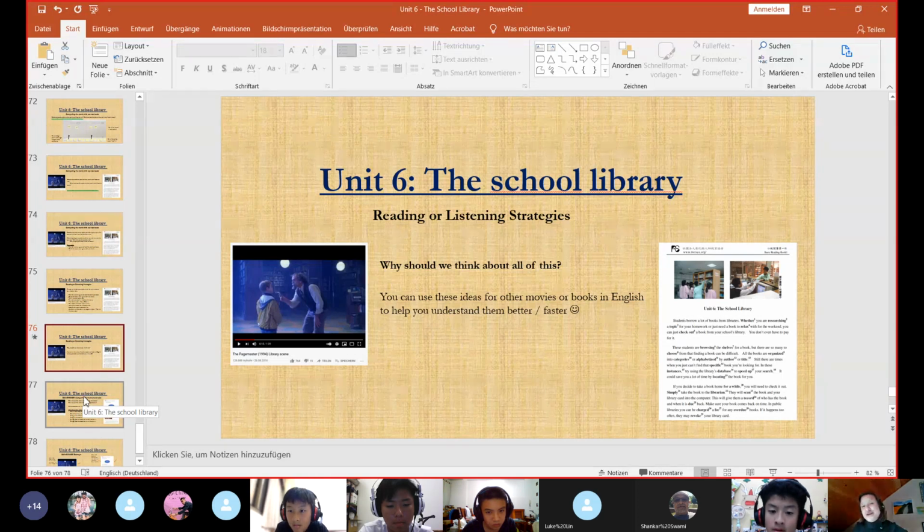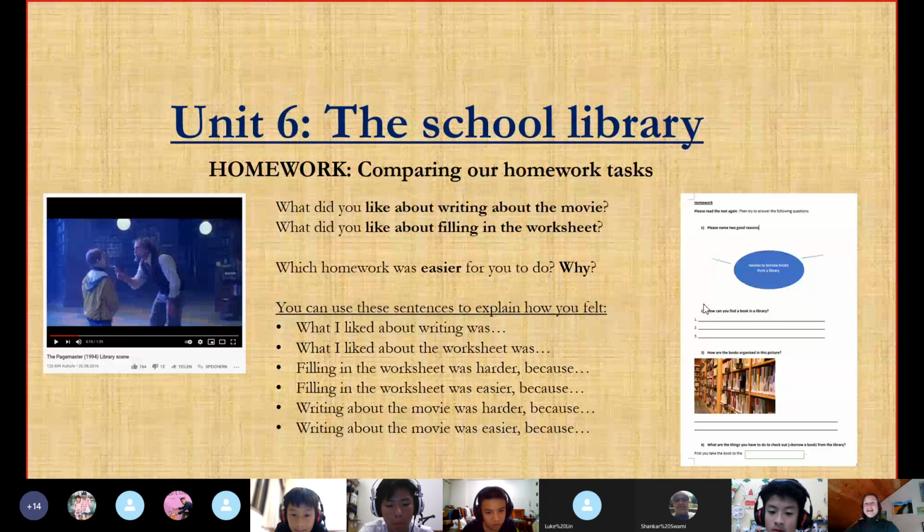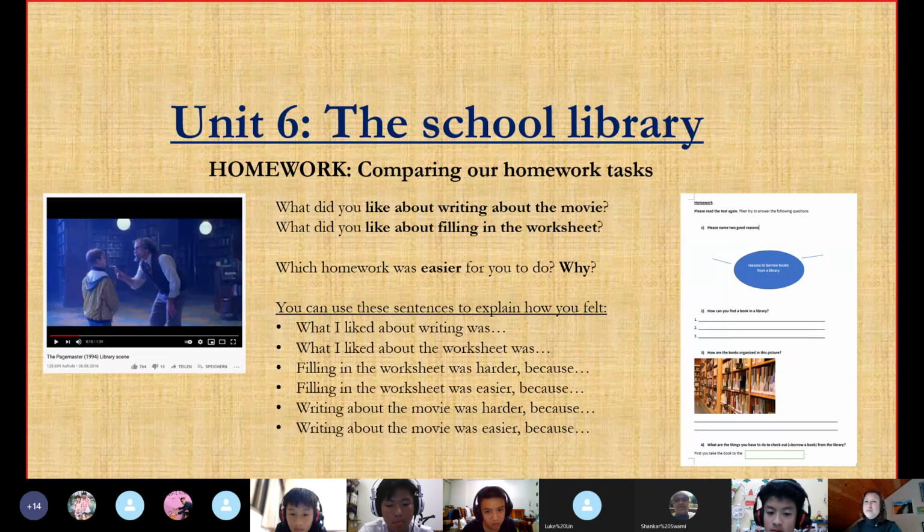I have one homework for you. I would like to ask you to think about yourself, your opinion, how you liked the homework we did before. One time I asked you to write about the movie and what you thought will happen next in the movie. That was one homework. The other homework was this worksheet, and I asked you to read the text again and then do this worksheet.